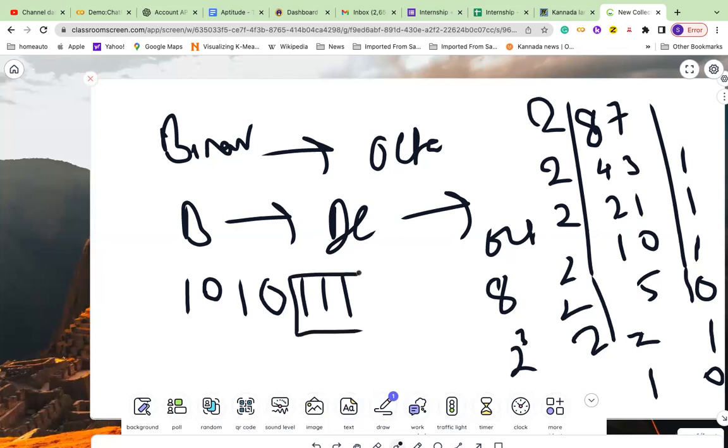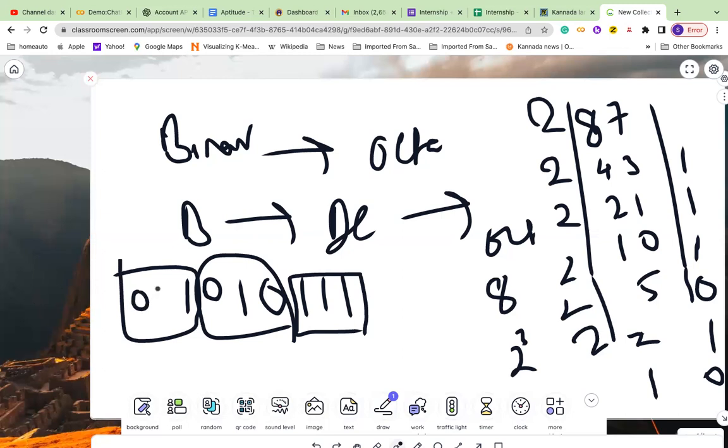3 1 bucket. Next 3 1 bucket. Next 3 1 bucket. What is this value? If nothing is there, 0 0. 0, sir. This is 1 0 1 0. What is that? 2 1 1 is 7. Did I convert it into octal?